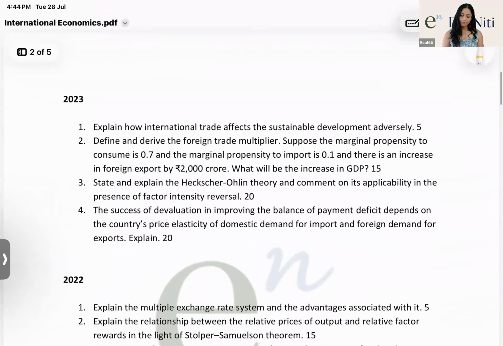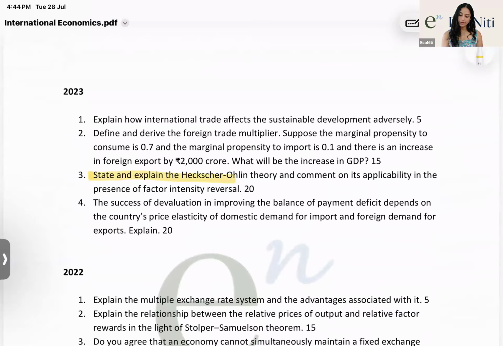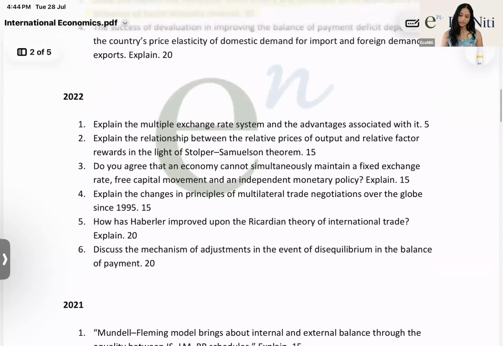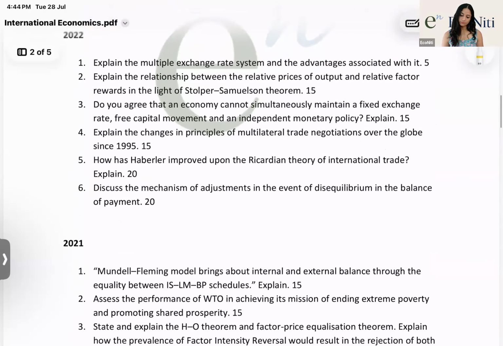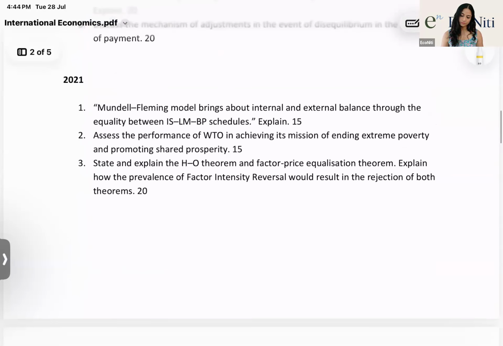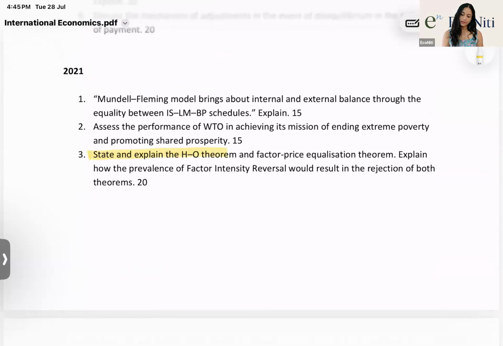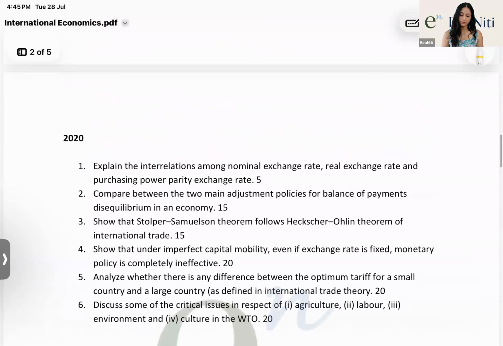Then another question, state and explain the Heckscher-Ohlin theory, comment on its applicability in the presence of factor intensity reversal. If you have revised that whole theory well on all those points, it is an easy peasy direct question. Okay. Then let's see. State and explain the Heckscher-Ohlin theorem and factor price equalization theorem. Both are two parts of the same. Explain how the prevalence of factor intensity reversal would result in the rejection of both theorems. Again it is the same question, nothing different in it. All right.